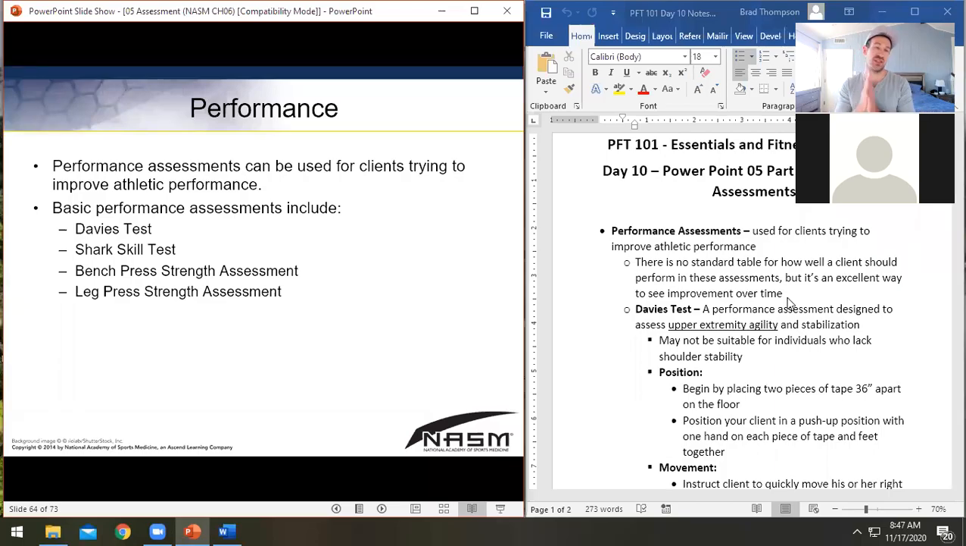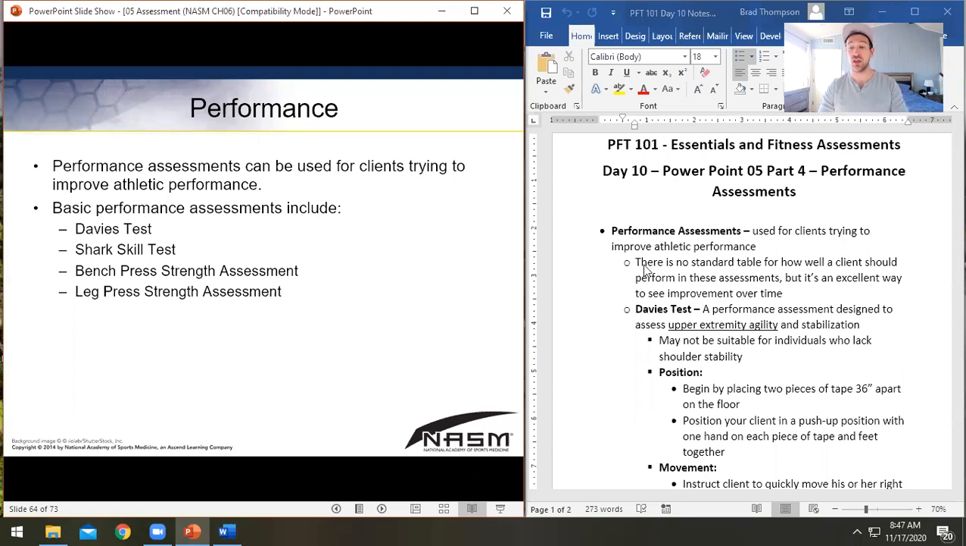So today, we continue moving through chapter 5. We are going to start looking at our performance assessments. We are looking at the Davies test and the Shark skill test, which are both agility assessments.